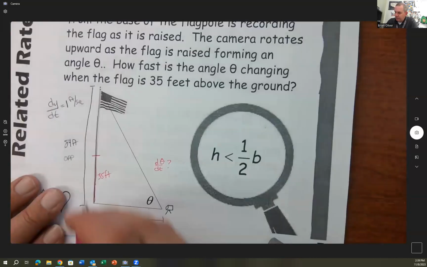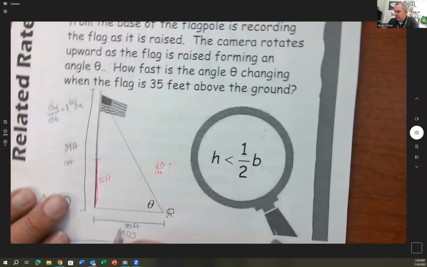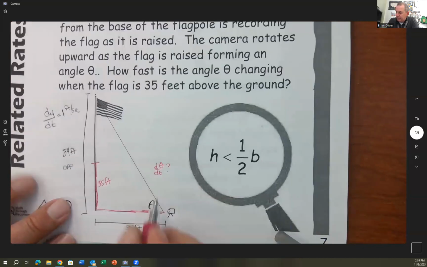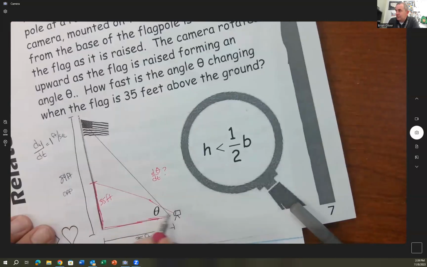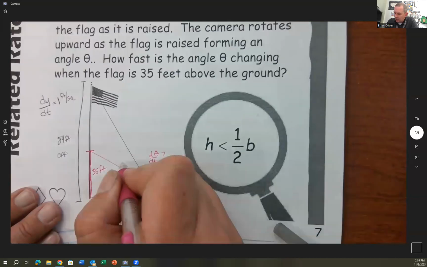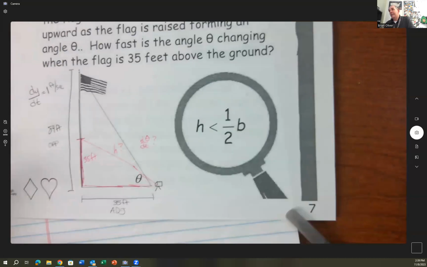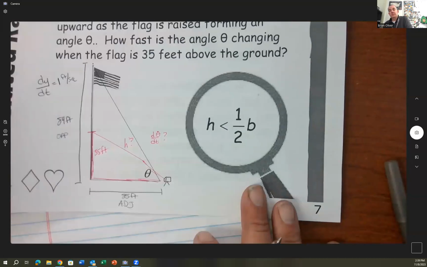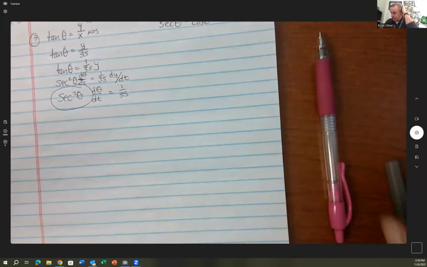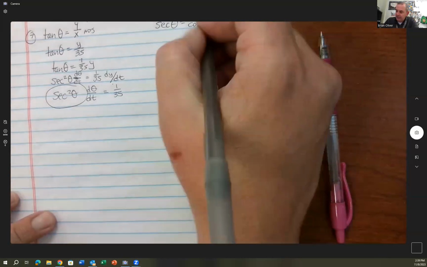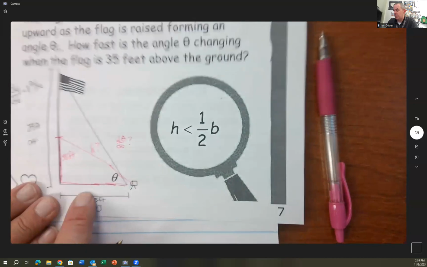Now here comes the trick on this one. This right here is the triangle I'm looking at. I'm dealing with this triangle right here, 35, 35, and then there's my hypotenuse. So I need to figure out what that hypotenuse is. I can do it two ways. Let me show you the two ways to do it. The first way is I could just use the Pythagorean theorem. I could say a squared plus b squared equals c squared.